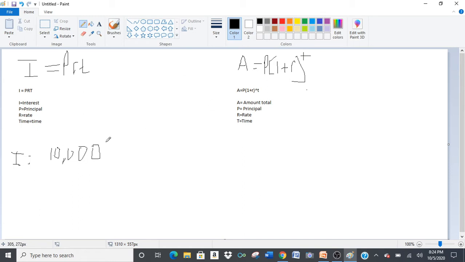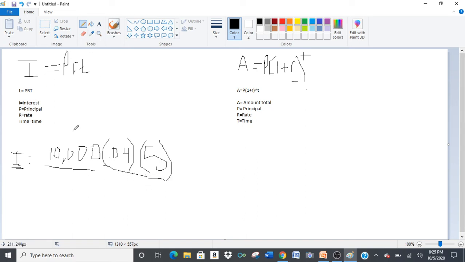They charge you 4%. But remember, we have to turn that into a decimal, so it's going to be 0.04. Again, this is the percent that the bank is going to charge you for borrowing their money, and it's going to be for a span of 5 years. So we have the I, which is what we're looking for. This is our principal, this is our interest rate, and this is our time.